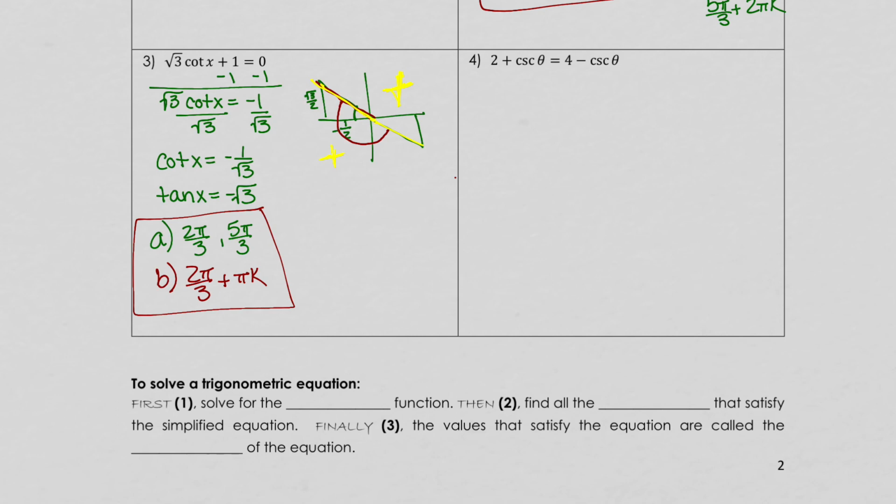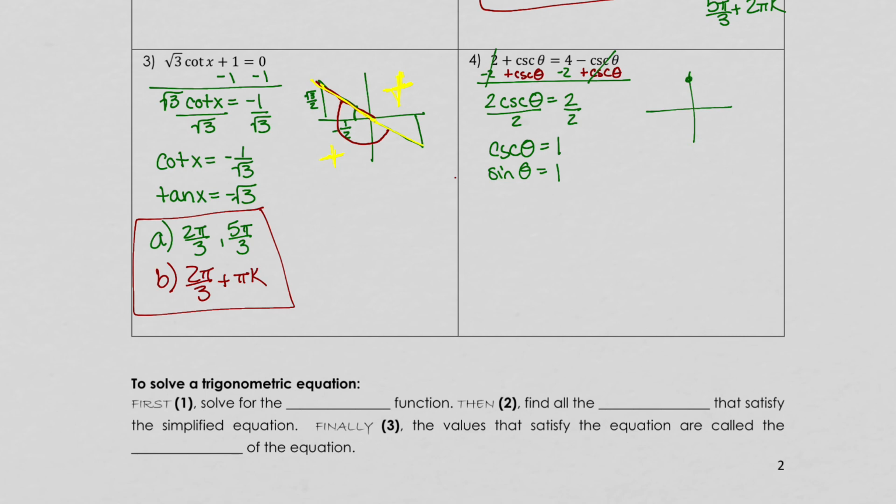All right, let's try number 4. I'm going to do 2 things off the bat here. I'm going to move my cosecants to one side, and I'm going to subtract 2 from both sides. So these cancel and leave me with 2 cosecant theta equals 2, and then these cancel. Let's get cosecant theta by itself, divide by 2. So cosecant theta equals 1, which means sine theta equals 1.